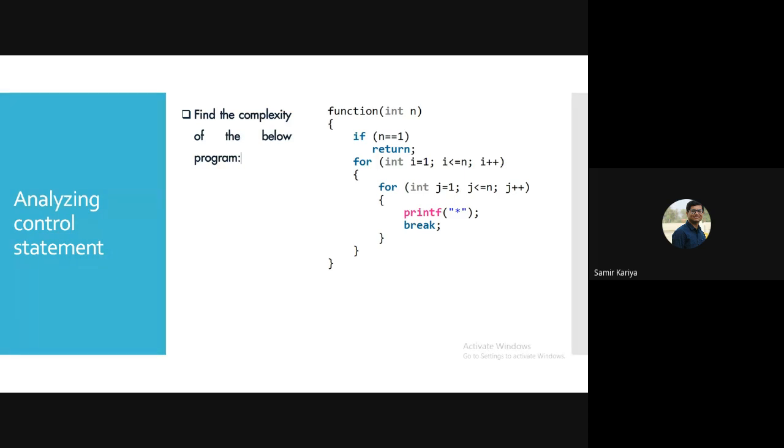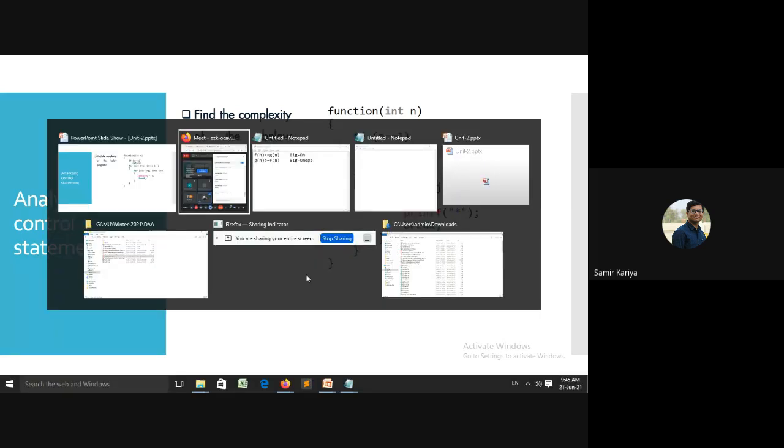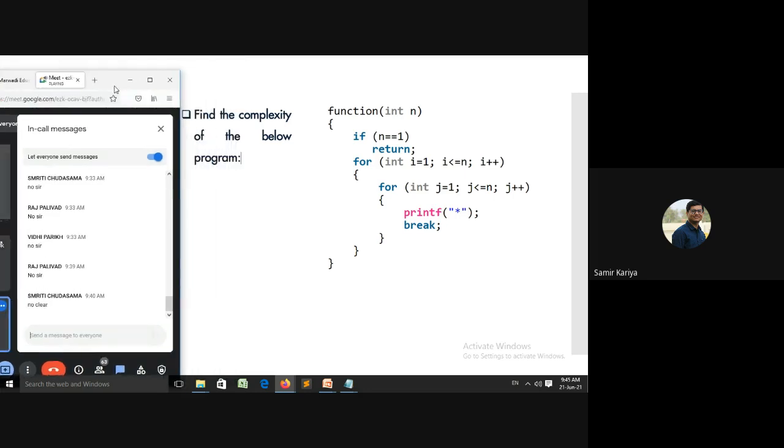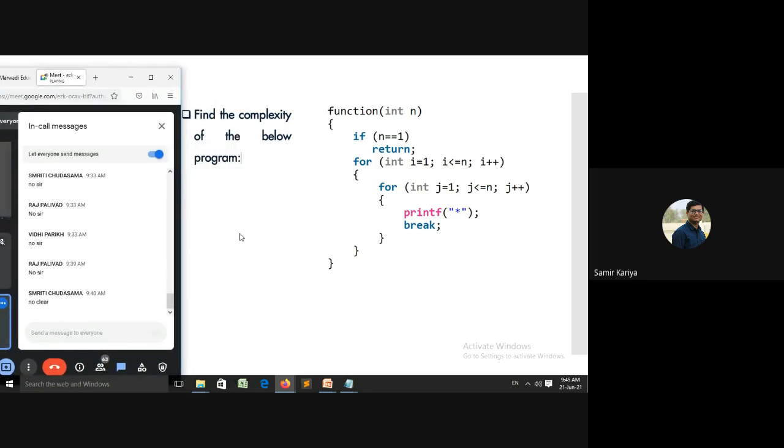Let's solve the first example and give me the answer in your chat box. What is the answer for the given code here? Sir, O of n square. Okay, n square. Is there any other answer? Okay, so n square is a wrong answer. Please carefully observe the given code.